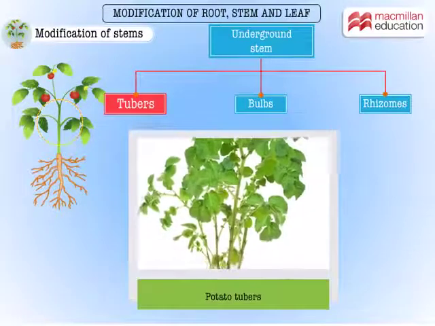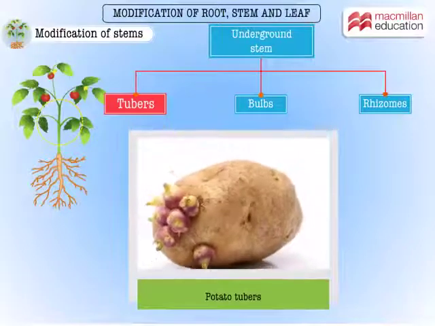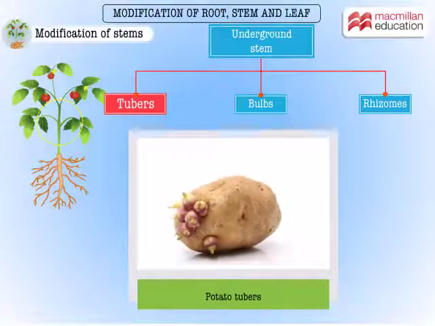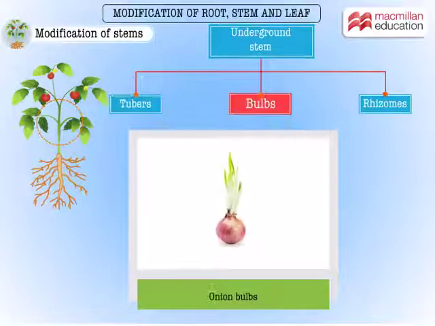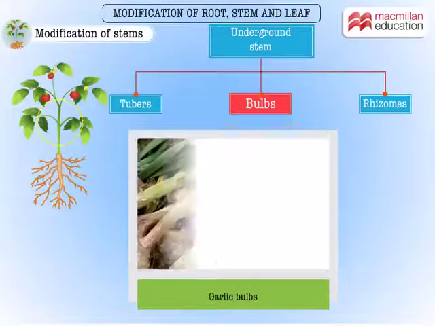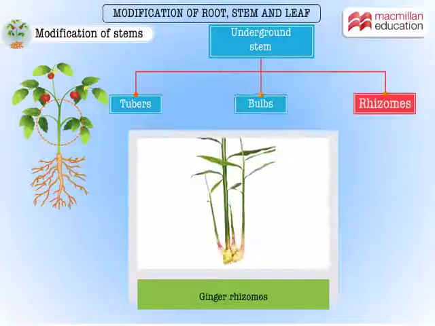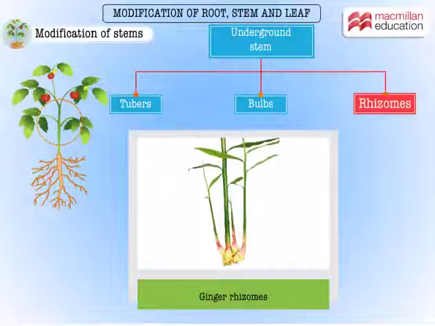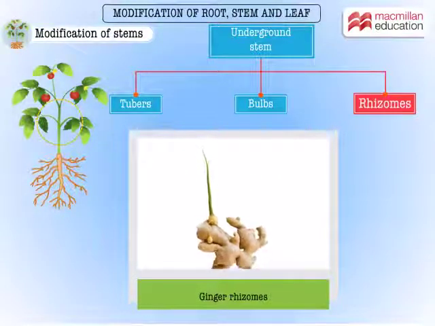Tubers are stems that are roughly spherical in shape and may have buds or eyes on them that can develop into new plants. Bulbs are conical stems that are fleshy and consist of fibrous roots. Rhizomes grow horizontally under the soil and have scaly leaves, which are often brown in color.